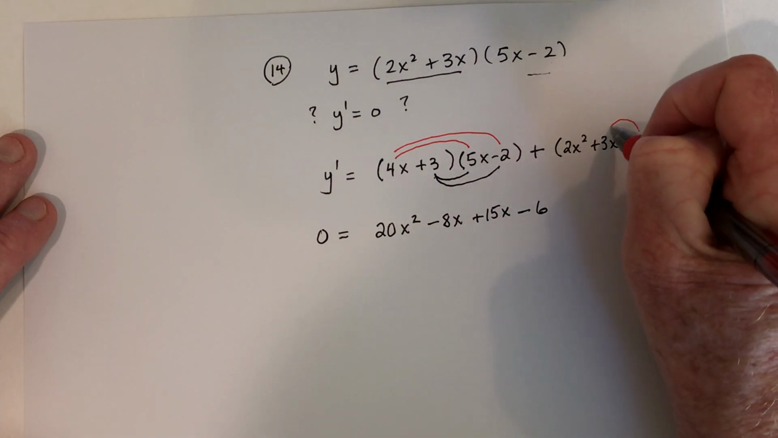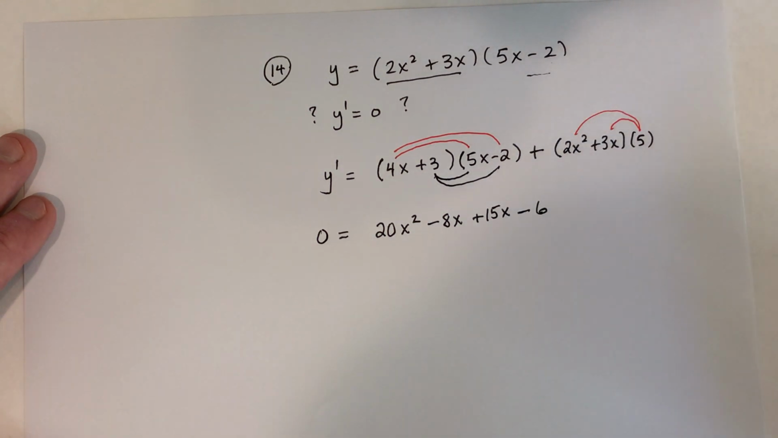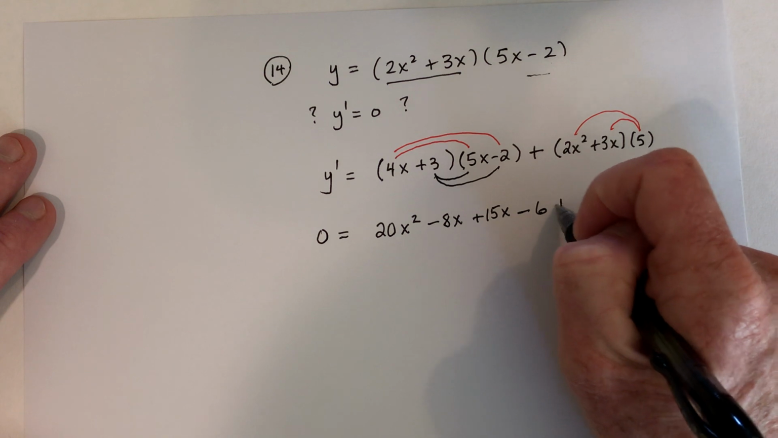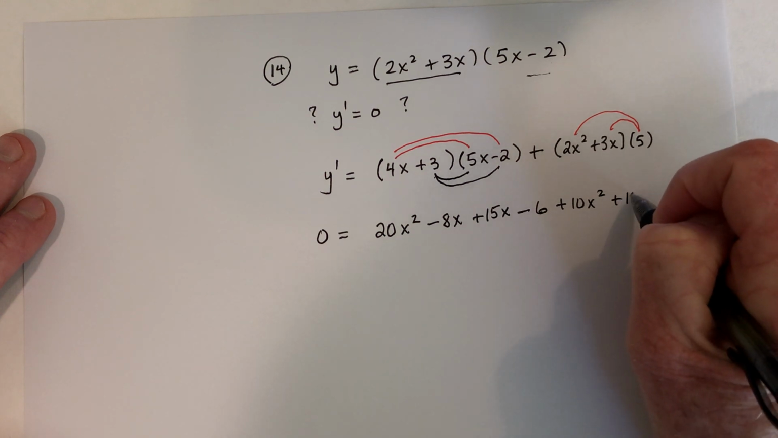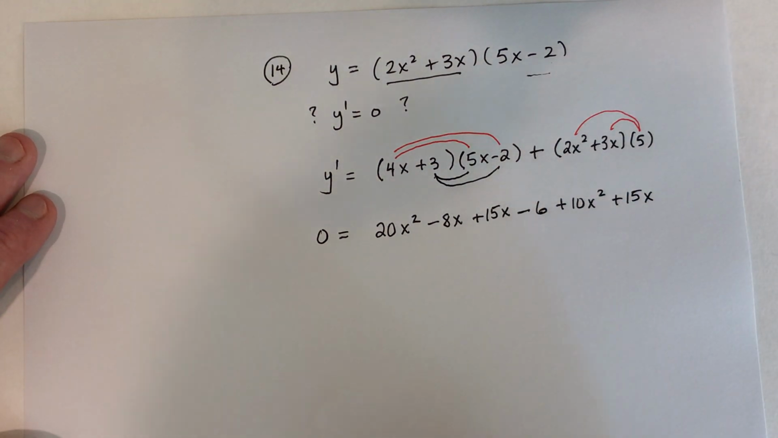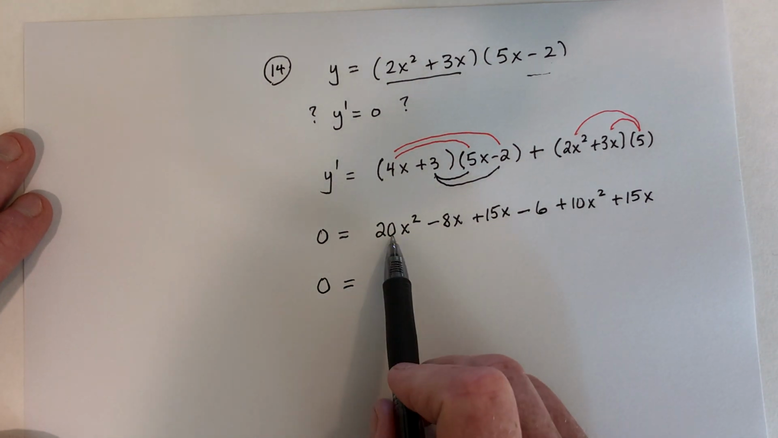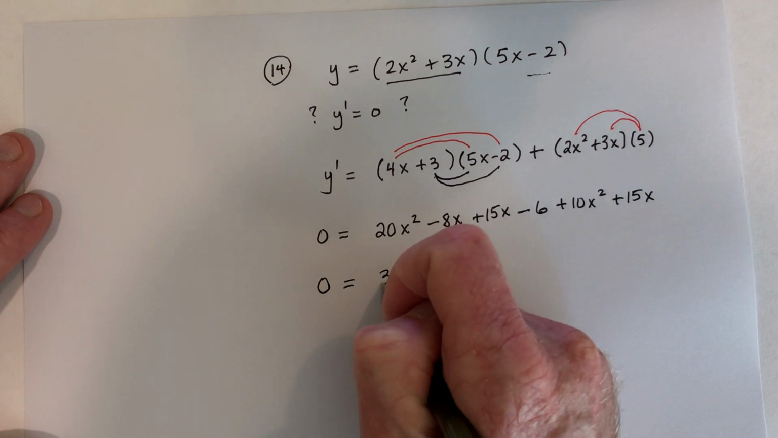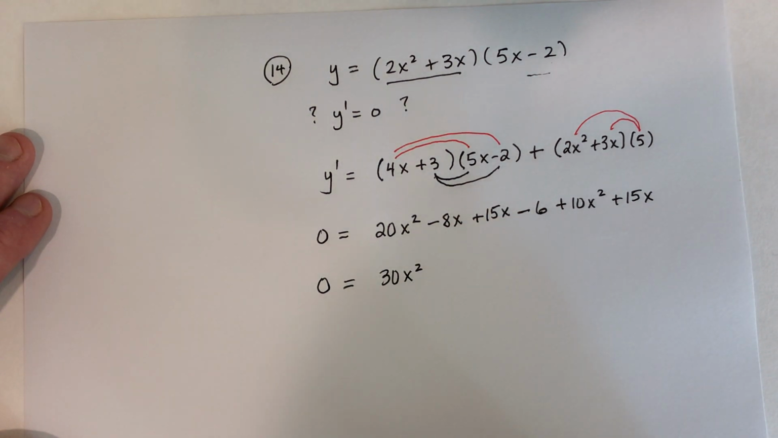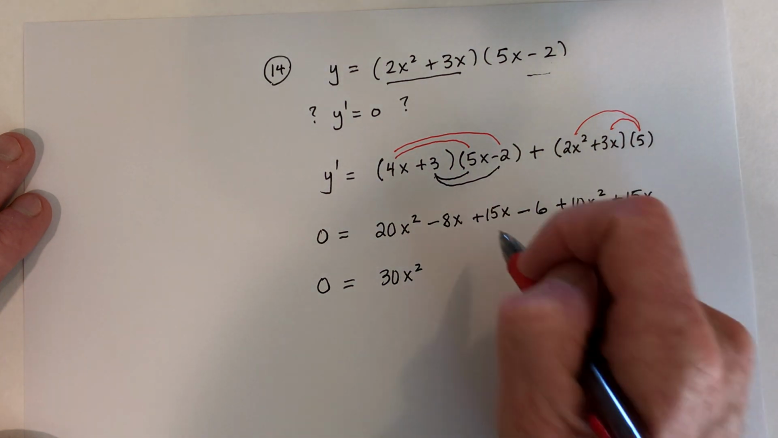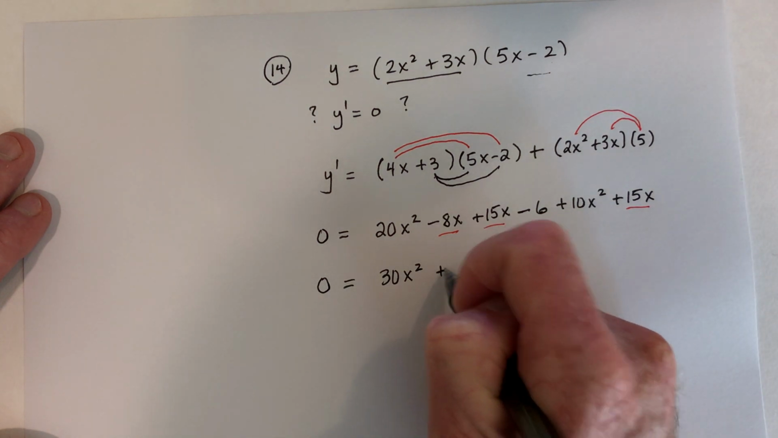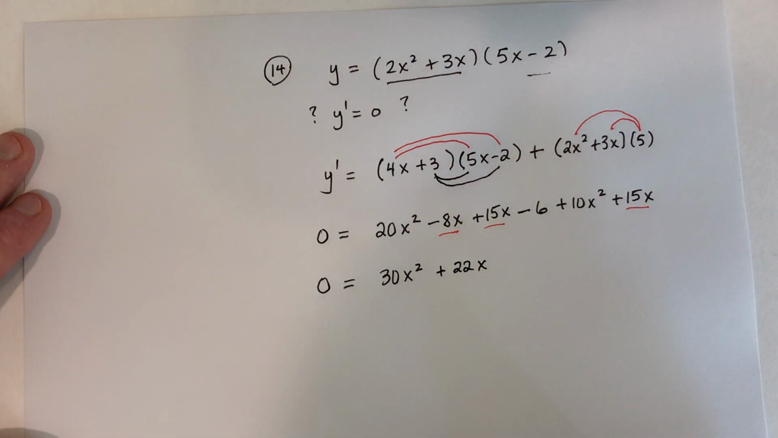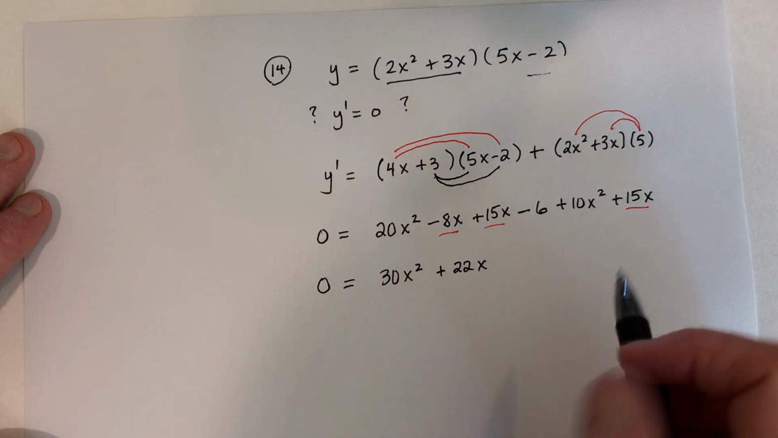And I also need to distribute this 5. So that's going to be 5 times 2, so that's going to be plus 10x squared. And then this is going to be plus 15x. So that means in total, when you add these two together, that's going to be 30x squared. And then as far as the x's, there's 15 positive and 15 positive, so that's 30x, minus 8. And 30 minus 8 is 22, so plus 22x. And then the only thing that's left is a minus 6.